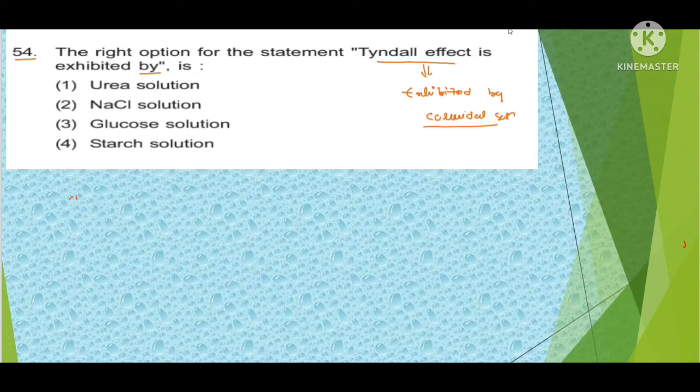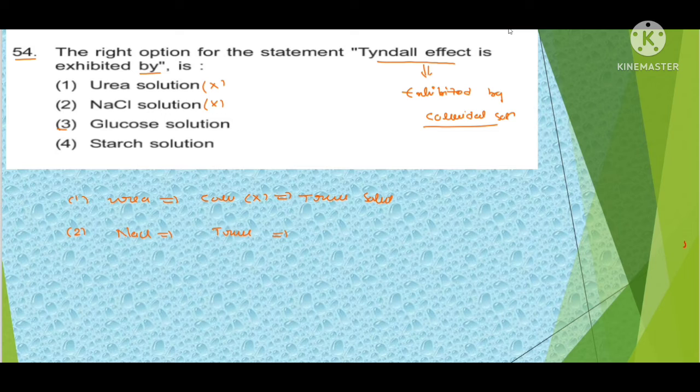Okay. First option, urea. Urea is not a colloidal solution. It's a true solution. So option 1 is eliminated. Now let us come to option 2. Here, sodium chloride solution. Sodium chloride solution is also a true solution. So option 2 is also eliminated.